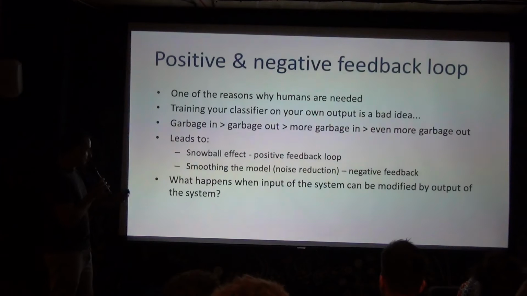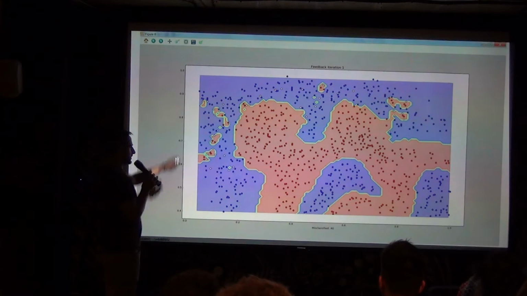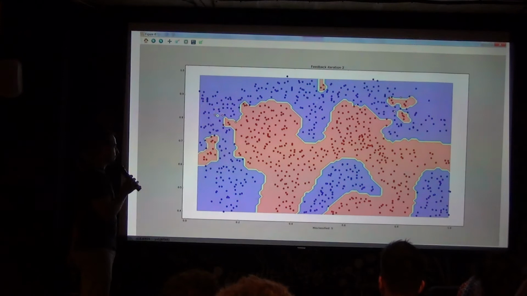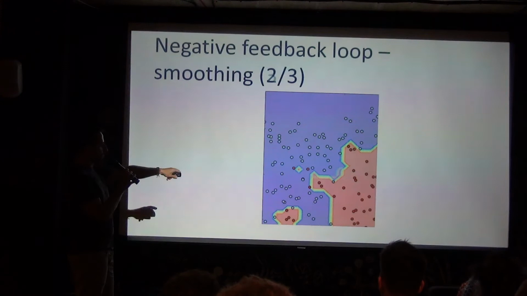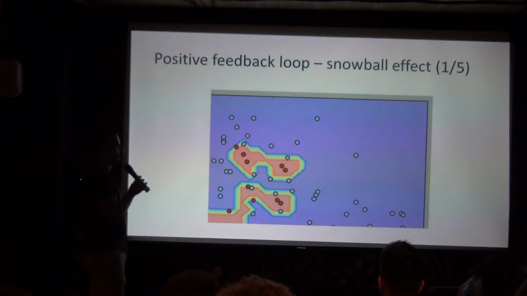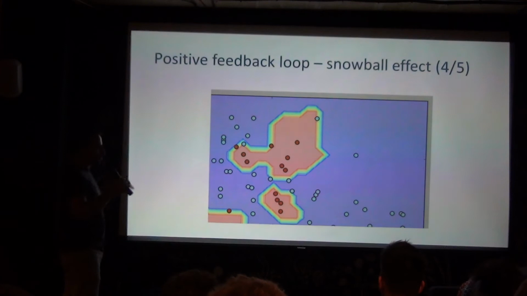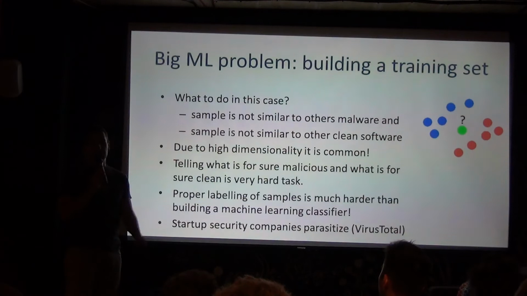So I can present how it looks. We have some trained model and we use the output, those white dots that got classified, as later input. And this is what's happening. I will zoom in. With each iteration of learning and classification, it's over-smoothing, so really the anomalous objects just disappear, or what's worse, happening like this. For example, the malware model is spreading, growing, and can lead to this situation. So that's why human verification is crucial in the case of machine learning.